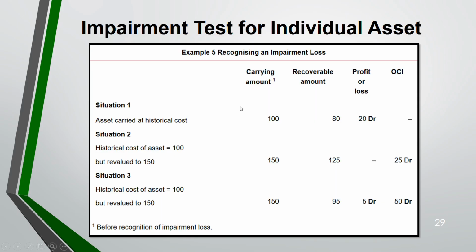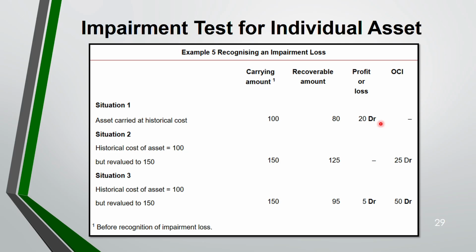Now, example 5. Three situations are given. In the first situation, assets are carried at historical cost. So your carrying amount is 100. The recoverable amount is given as 80. Since the recoverable amount is less than the carrying amount, there has been impairment. The difference is the impairment, which is 20. But since it is recorded at historical cost, this 20 will be recognized in profit and loss. So 20 debit. The first situation is very easy, straightforward.